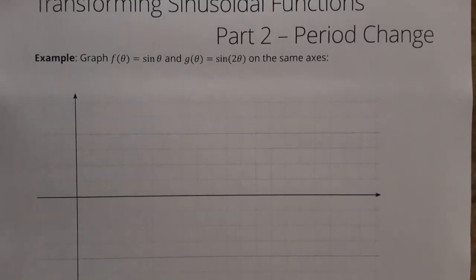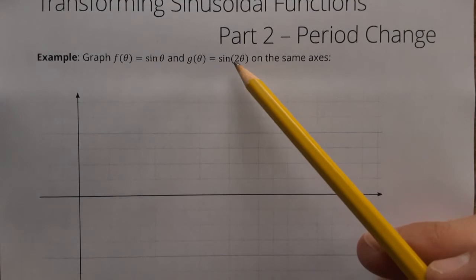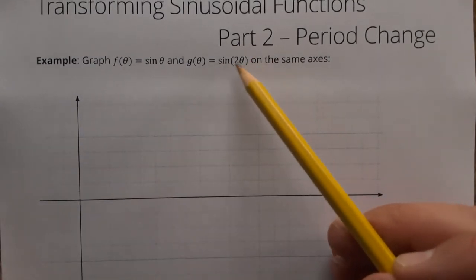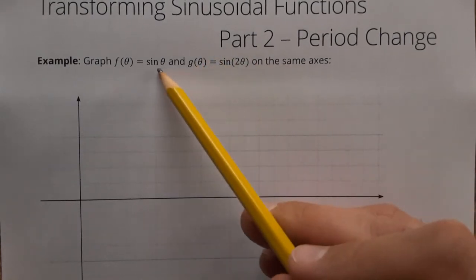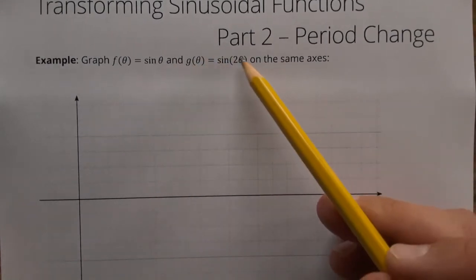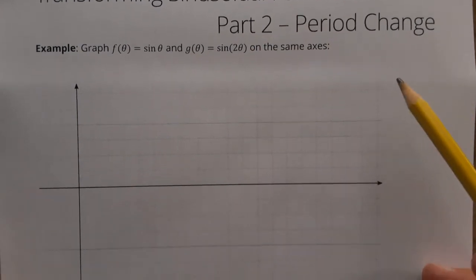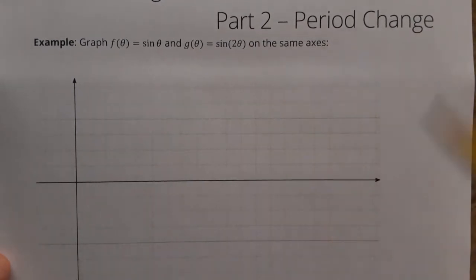So let's look at graphing the function sine of theta, and a transformed version of this function, sine of (2 theta). You'll notice that I've put that in brackets to be extra clear. Here we have sine of theta, no brackets. You don't strictly need these here, but it's good practice to put brackets around to contain that number. So, how do we graph both of these?